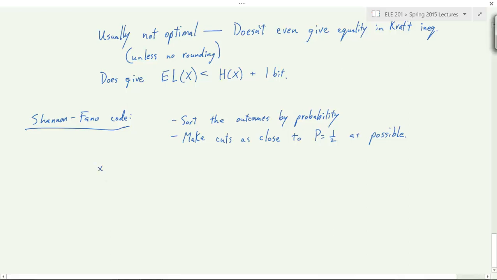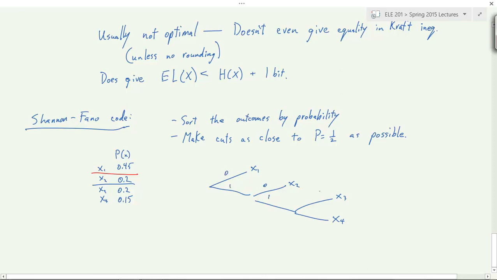So you do something like this. Here's an example: x1, x2, x3, x4. Let's say the probabilities are 0.45, 0.2, 0.2, 0.15. Well, the first cut has to be here to get as close to 50%. And that means that your first question will branch, and this will be x1 there. And then along this direction, you try to cut as closely as possible again. There's some symmetry, but we would basically cut like that. And you would get x2, x3, x4, and that would be the Shannon-Fano code for that distribution. You could just assign these 0, 1, 0, 1, 0, 1.